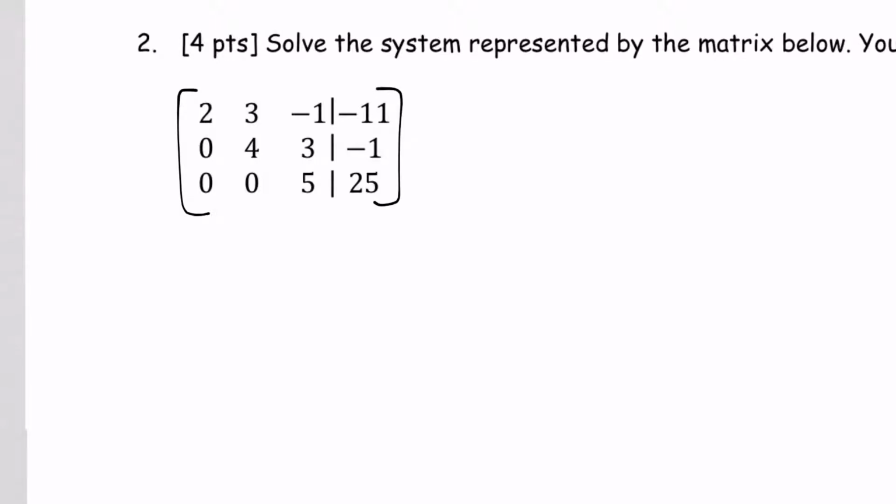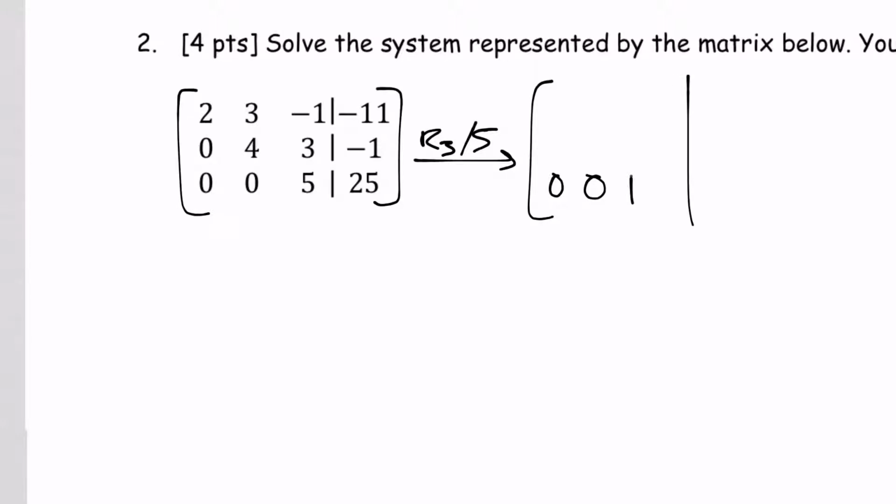The very first thing I'm going to do is take the bottom row, row 3, and divide it by 5, because doing so will give me 0, 0, 1, and then 25 divided by 5 is 5. That's our goal: get a 1 down there, so I've got it. That's good. I can just rewrite everything else: 0, 4, 3, negative 1, 2, 3, negative 1, negative 11.